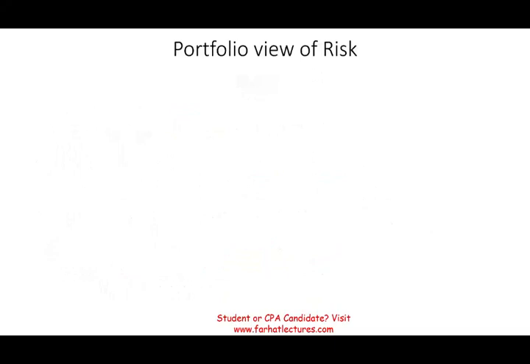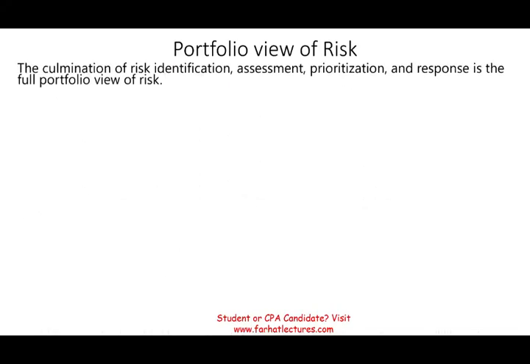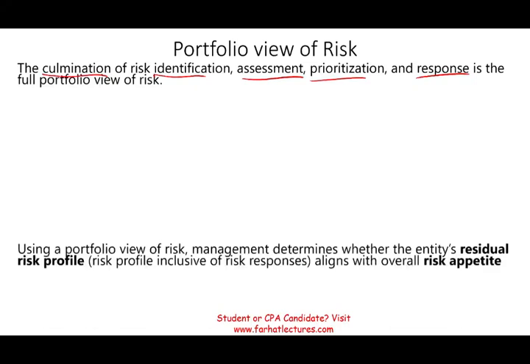The last thing is the portfolio view of risk. The portfolio view of risk is basically the entity view of the risk, the whole risk of the company. So it's the culmination, the total of risk identification, assessment, prioritization, and response. So how does the company handle risk? Because they can handle it in so many different ways, and we're going to look at them.